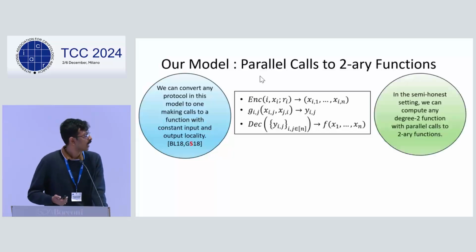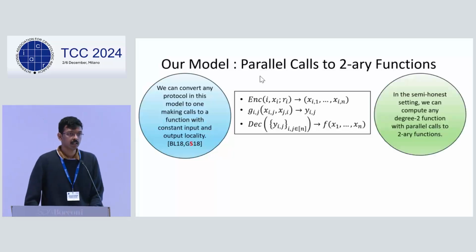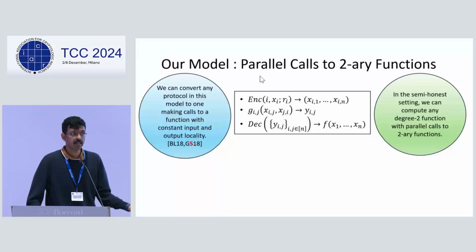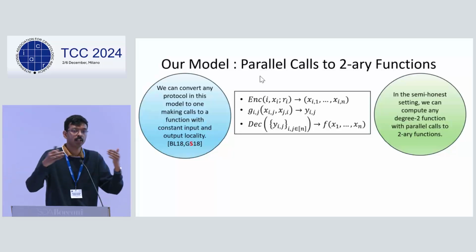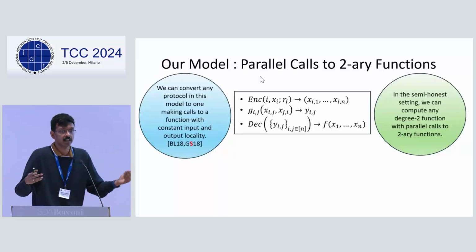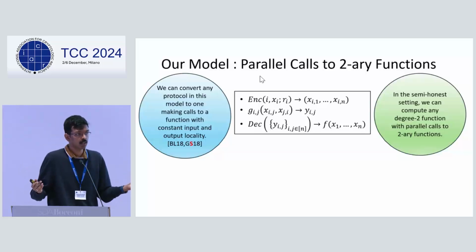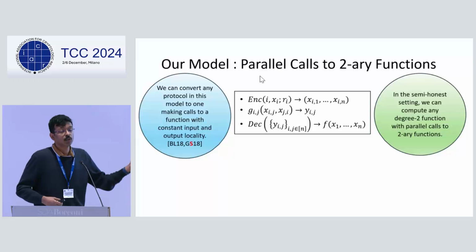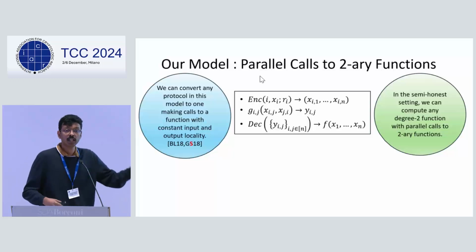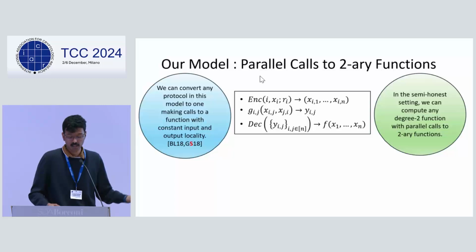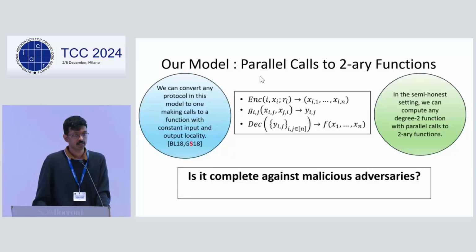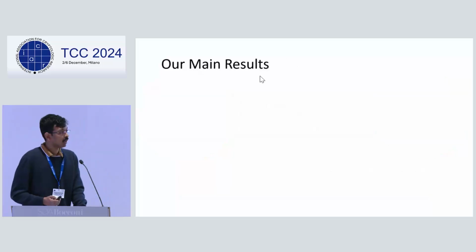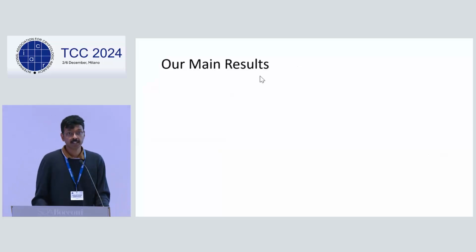And another thing is that in the semi-honest setting, we can compute any degree 2 function with parallel calls to 2-array functions. Basically, you compute each monomial, add a random masking factor, then combine all the monomial outputs masked with the random factor to get the output of any degree 2 polynomial. So in the semi-honest setting, since degree 2 functions are already complete, we can show that 2-array functions are complete in the semi-honest setting. So the question that we are interested in this talk is, is it complete against malicious adversaries? We have a mixture of both positive as well as negative results.